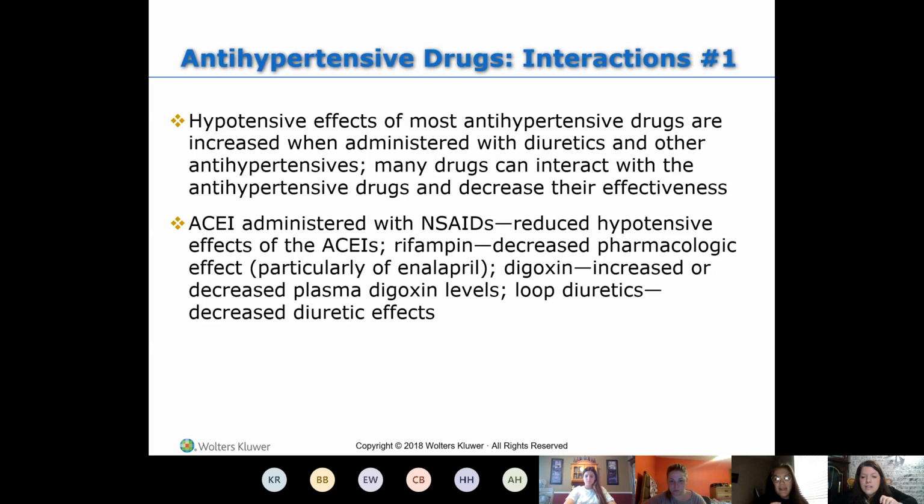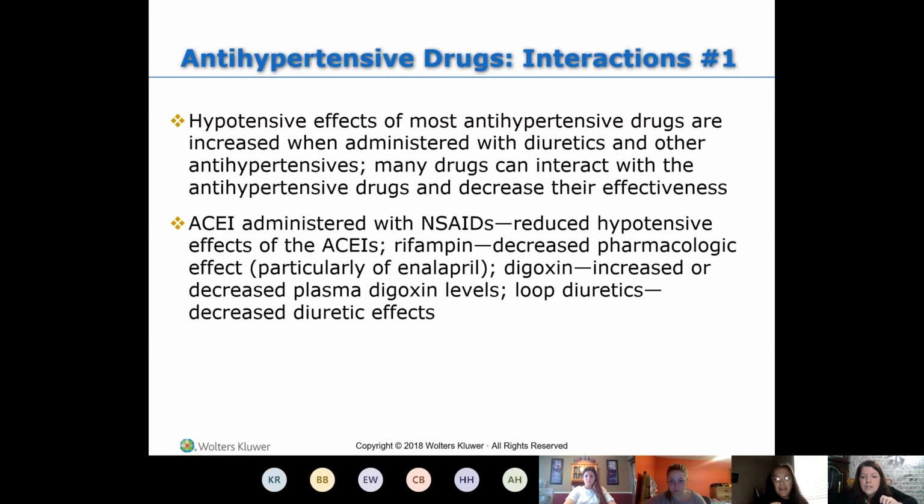Tell me, you're breaking up a little bit. Tell me again. If you give them a diuretic and an anti-hypertensive drug, there's a chance that their blood pressure will increase. No, well, hypo will be too low.